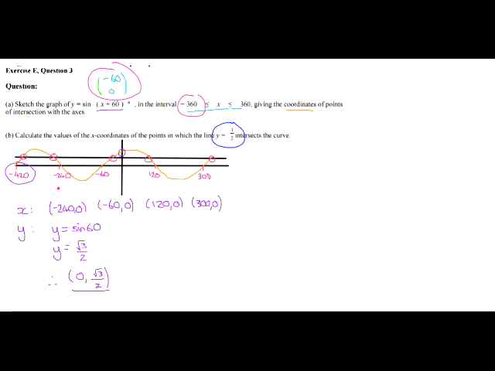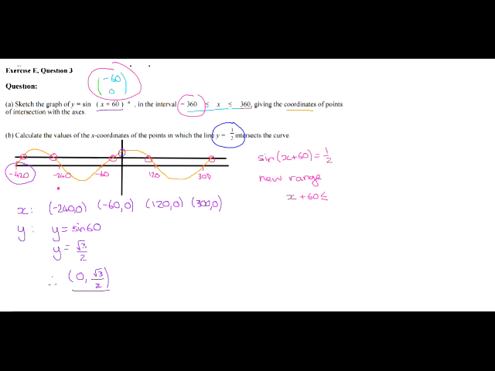To find out where two lines meet, we simply put them equal to each other. So we're going to have sine of (x plus 60) equal to a half. We're going to solve this now as a simple trig equation. This isn't just sine of x, so we have to work out our new range. Instead of x, we're having to add 60 onto everything.